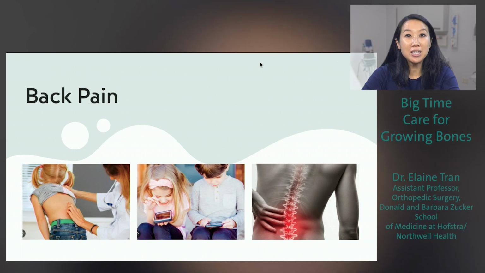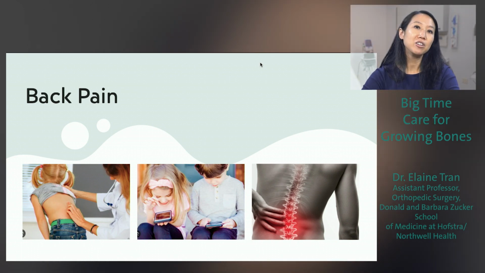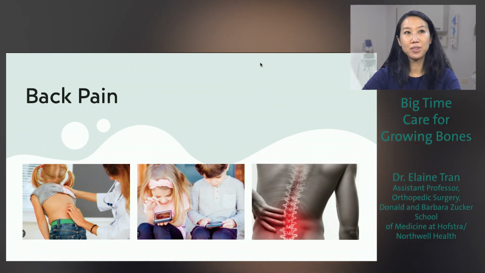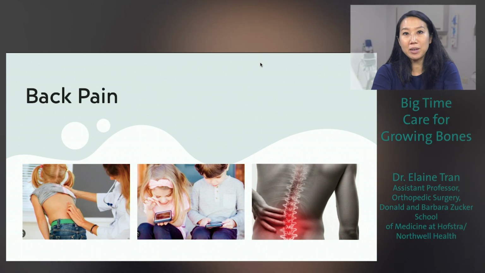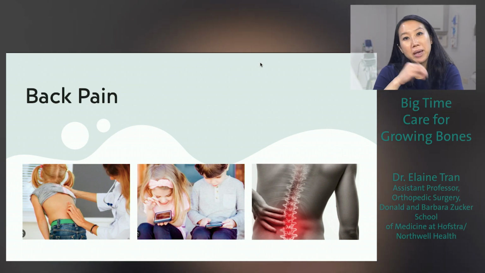When you first come into the office, what we'll do is get a good history to try to figure out what makes the pain worse and what makes the pain better. We'll examine you to make sure that all the muscles innervated by the different nerves coming out of your back are working properly, that you're not having any numbness or tingling going down the arms or legs, or any burning or radiating pain down the arms or legs. That might be a sign that there's a nerve problem rather than just pain around the back.